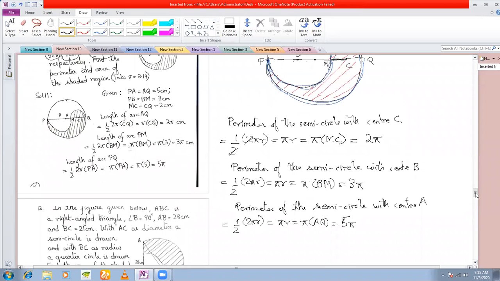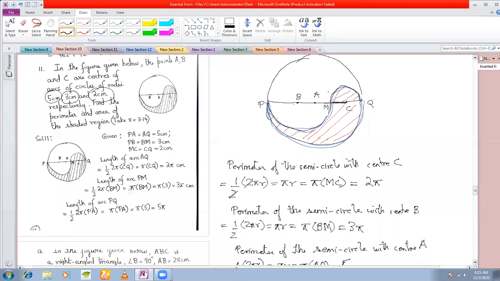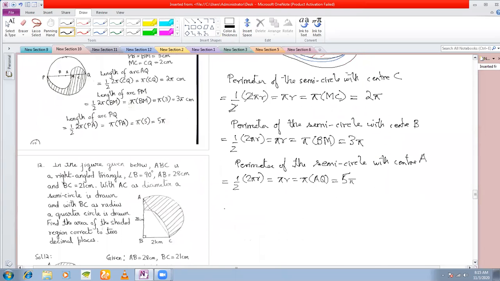Okay, so all the boundaries we have calculated, the length of all the boundaries. We have calculated this boundary, this boundary, and this boundary. So therefore, what should be the perimeter? Therefore, the perimeter of the shaded region is the sum of all the lengths. What are the lengths? 2 pi, 3 pi, and 5 pi. So this is 10 pi.